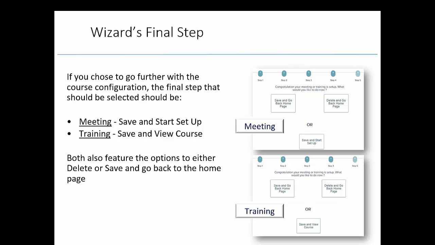If you select to save and go back to your home page, what you've created to this point in your wizard is saved, but no additional configurations are available. Delete and go back to your home page aborts the process, deletes whatever you've created up to this point, and takes you back to your home page. For a meeting, you have Save and Start Setup. For a training, you have Save and View Course. Both of these options allow additional configurations following this process.